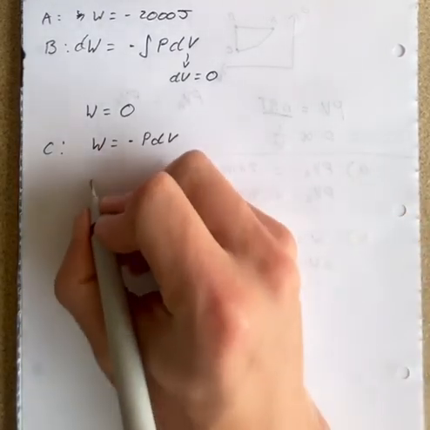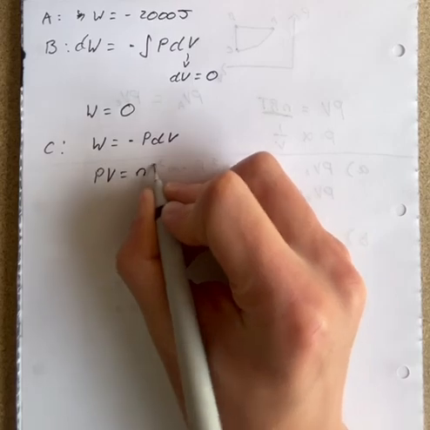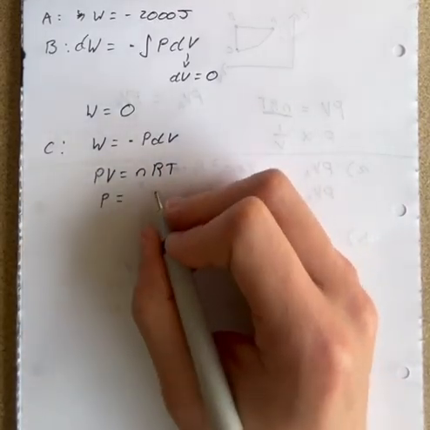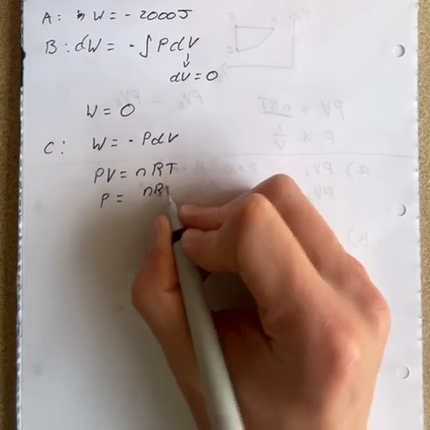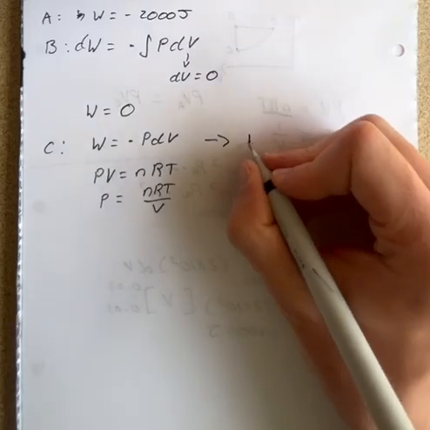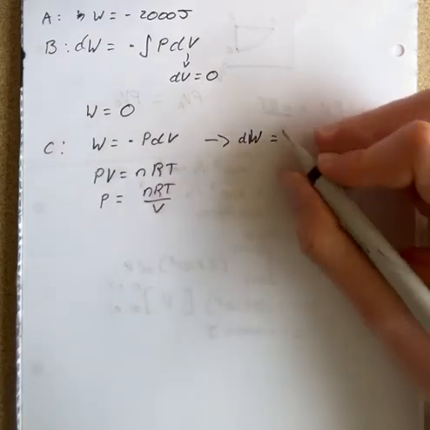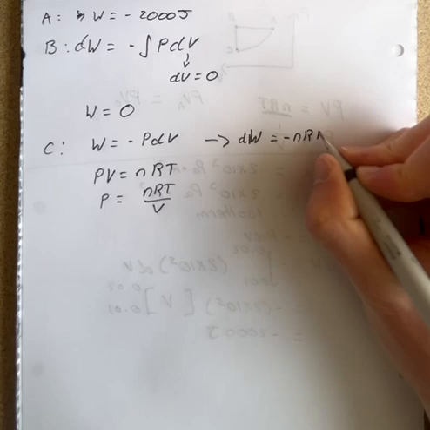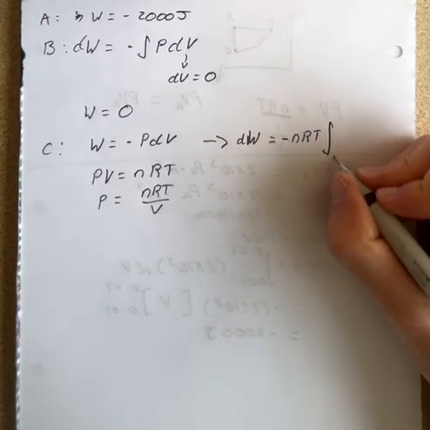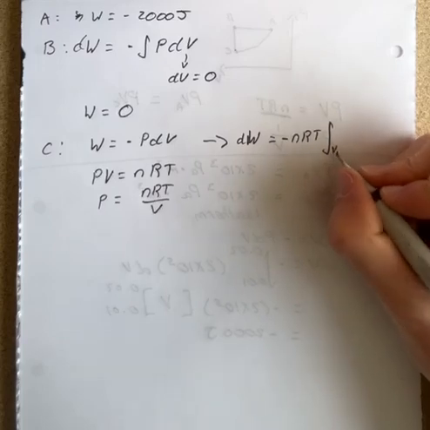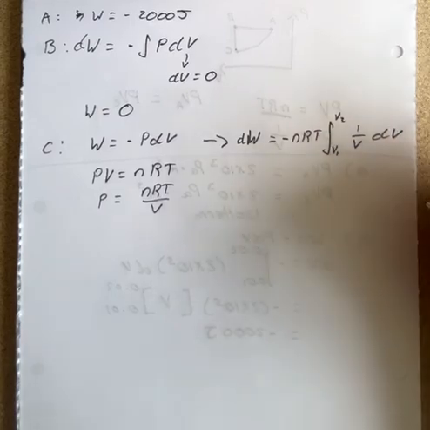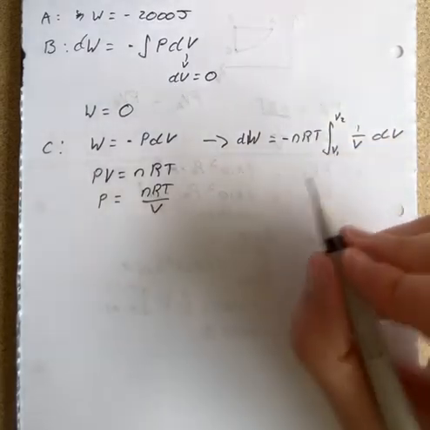So how can we rewrite this? Well, again, PV equals nRT, and this is a constant. P is equal to nRT over V. And we can substitute that into the work done. So dW is equal to minus nRT. Since this is a constant, it doesn't have to go into the integral. Integral from V1 to V2 of 1 over V dV. So let's write this out.